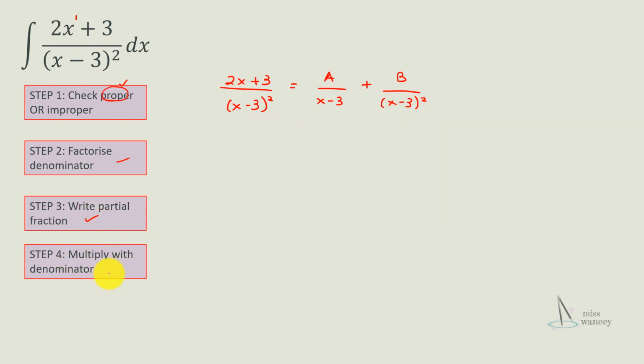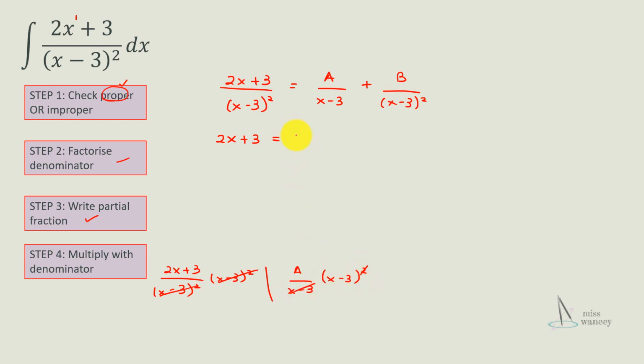Fourth step, multiply with the denominator. So we want to have a common denominator. Multiply with the denominator. Firstly, we have (2x + 3) over (x - 3) squared, multiply with (x - 3) squared. So cancel, we get 2x + 3 on the left hand side. And then we have A over (x - 3), multiply with (x - 3) squared.